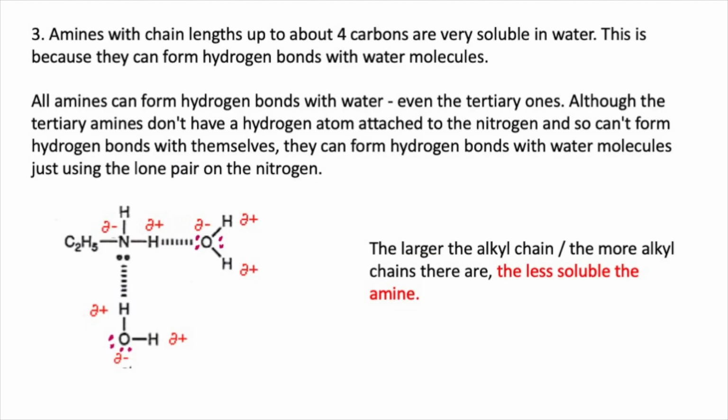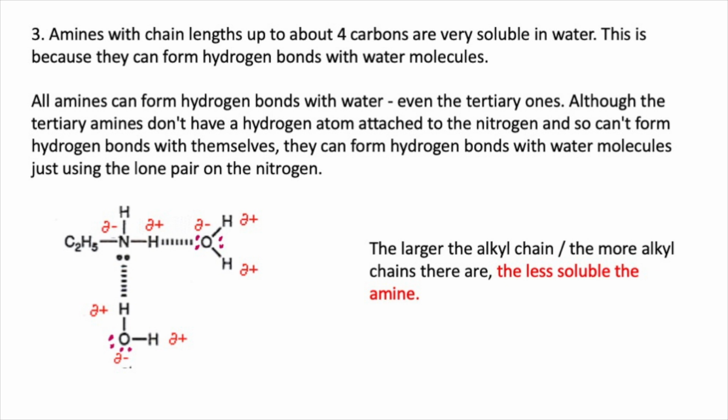So now we've looked at boiling points, our final physical property that we're going to look at is solubility. Now amines with small chain lengths up to about 4 carbons long are very soluble in water, and this is because they can form hydrogen bonds with water molecules. Now even though tertiary amines can't form hydrogen bonds with other tertiary amine molecules, tertiary amines can form hydrogen bonds to water. Although the tertiary amines don't have a hydrogen atom attached to the nitrogen, they can form hydrogen bonds with water molecules just using the lone pair on the nitrogen.